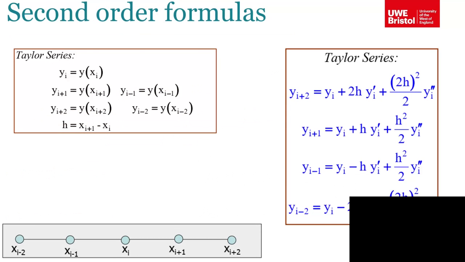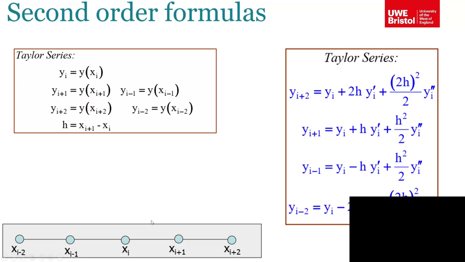Then you have a second order formula. In the second order formula, that's your x_i, so you go to x_{i+1}, x_{i+2}, second order. To have an approximation for this x_i, you will take x_i, x_{i+1} and x_{i+2}. Okay.